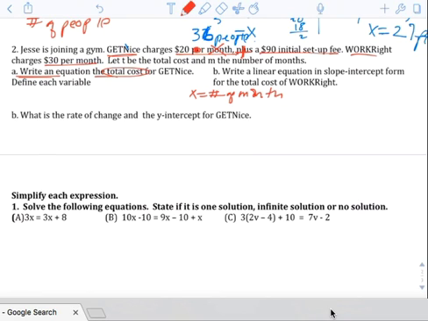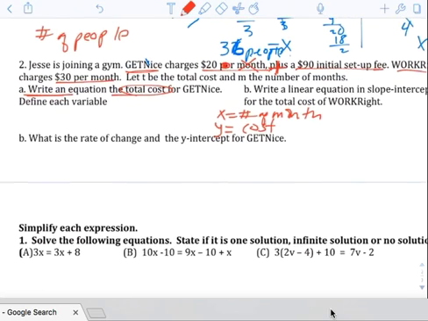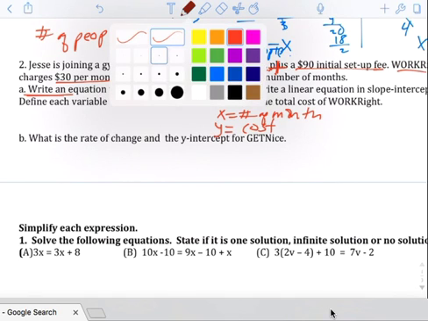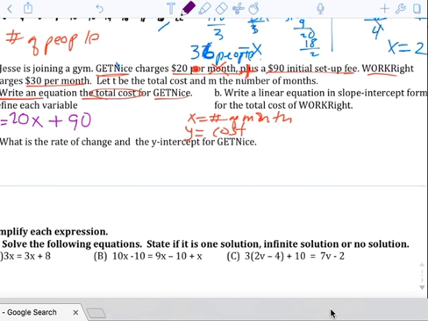Oh, so we want total cost. Y equals the cost. Okay, Get Nice then. Let's change Get Nice to purple. Is 20x plus 90, a one-time fee. And Work Right is just y equals 30 times the x.